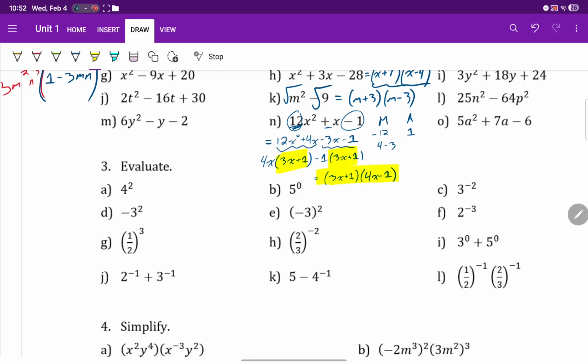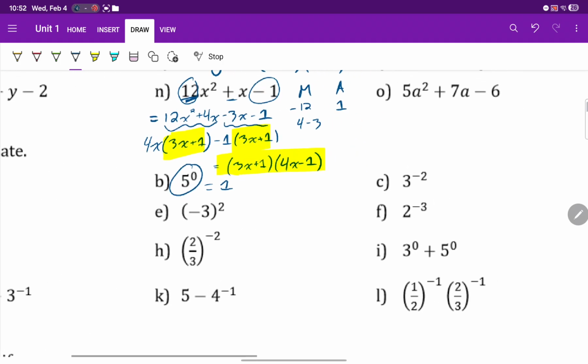Evaluating these, you can mostly plug into your calculator. Two things I'm going to point out here. 5 to the power of 0, anything to the power of 0 is always equal to 1, okay? The other thing is that if you have a negative exponent, you flip that to make the exponent positive, and then I end up just with 1/9, okay?